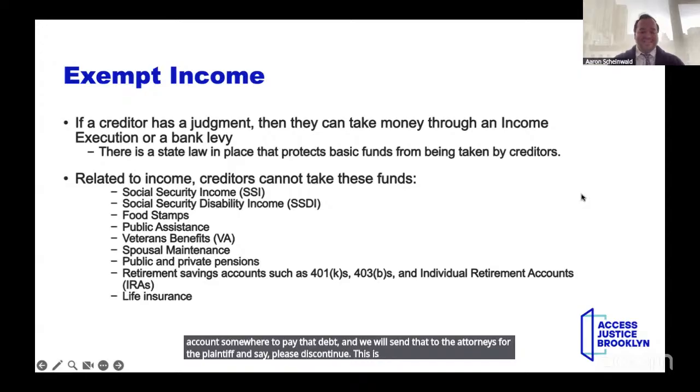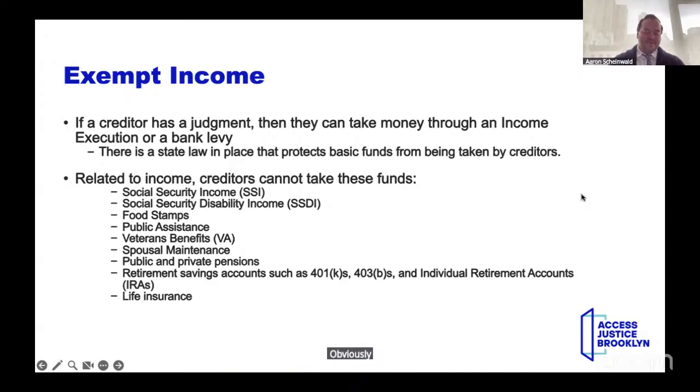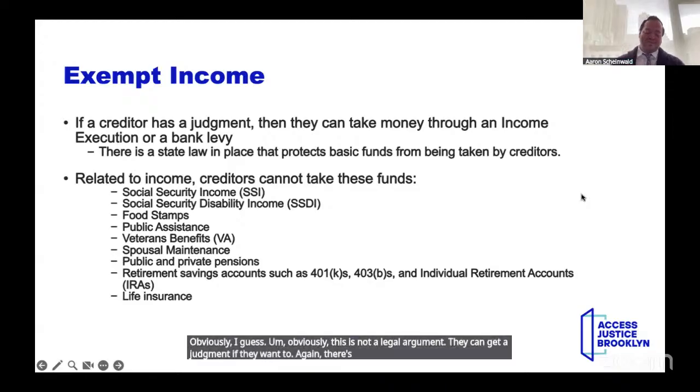Obviously, this is not a legal argument. They can get a judgment if they want to. Again, there's a difference between being collection proof and being judgment proof. If they want to get a judgment, they can get a judgment. They can't collect on that money, but they can get a judgment. But for the people that we're trying to help, or that you are trying to help, we want people to avoid that judgment in the first place if it's possible, because circumstances can change over time. A judgment is valid for 20 years.